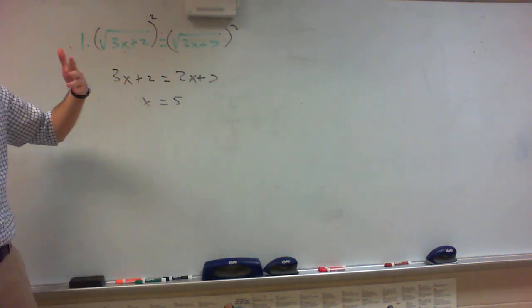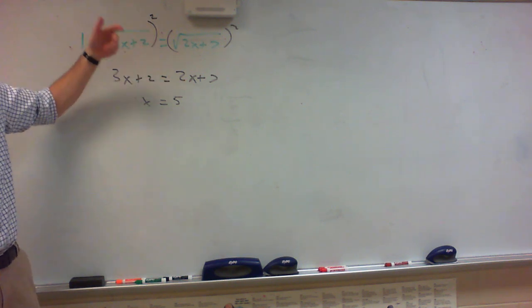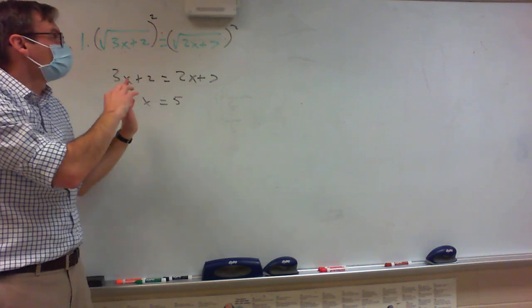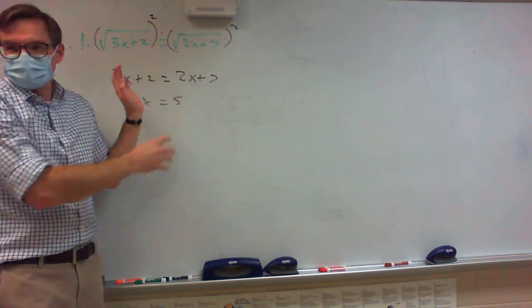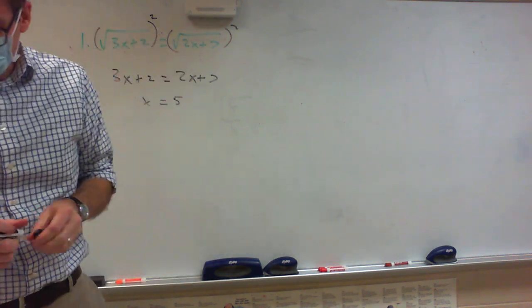All right, so for the next few problems, our goal is, if you see a square root, you square both sides. This is probably the easiest problem I could give you. You just square both sides. Well, let's look at another one.